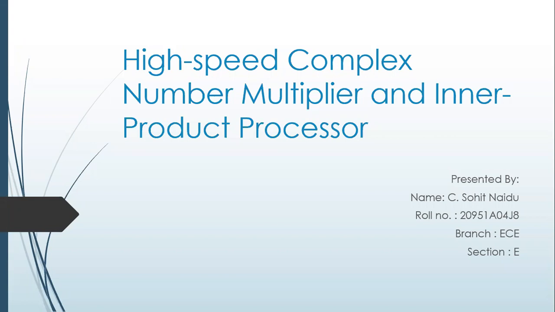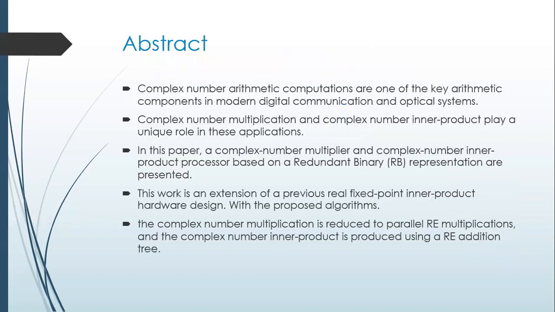Today my topic is about high-speed complex number multiplier and inner product processor. Abstract. Complex number arithmetic computations are one of the key arithmetic components in modern digital communication and optical systems. Complex number multiplication and complex number inner product play a unique role in these applications, which our topic is about.